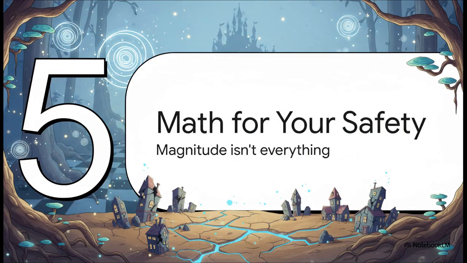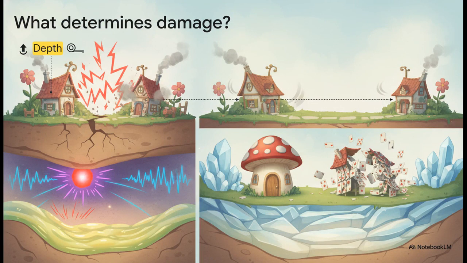Okay, so understanding this math is obviously huge for just being aware. But why does it matter for your safety? Well, it's because that magnitude number, as powerful as it is, only tells you about the energy released at the source, way down deep in the earth. It doesn't tell you the whole story of what's going to happen up here on the surface. The actual shaking and damage you might feel depends on a bunch of other things.